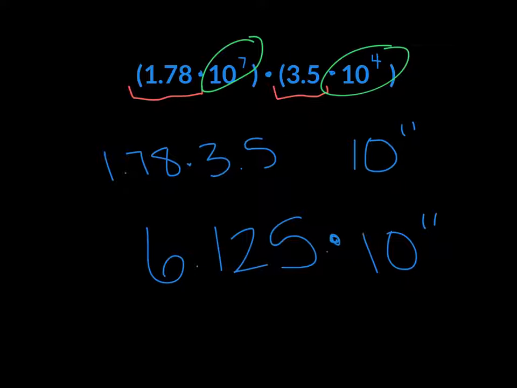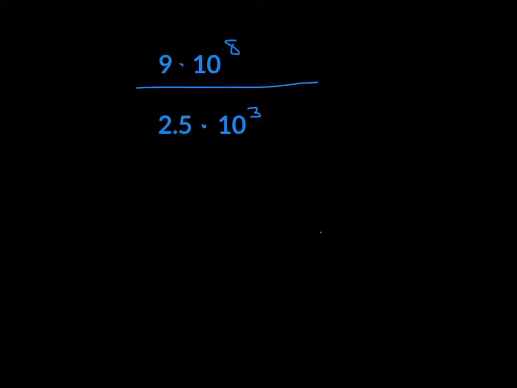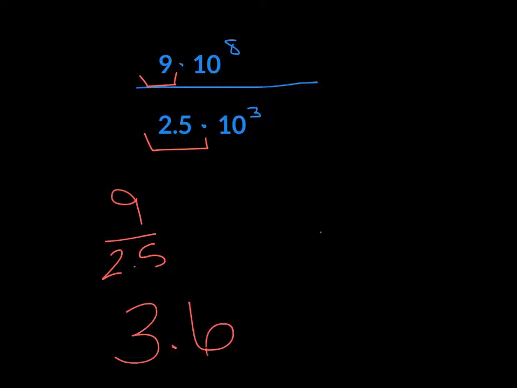Let's go ahead and do a division problem. So in this problem, we have 9 times 10 to the 8th divided by 2.5 times 10 to the 3rd. So once again, we start with our numbers in the front. You take 9 and you divide it by 2.5. When you type that in the calculator, you're going to get 3.6. So that's going to be the first number in my problem.